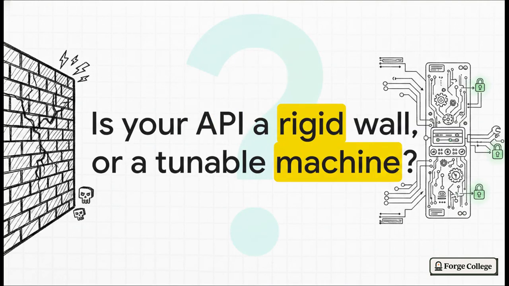I want to leave you with this final, somewhat provocative thought. Is your API shield a rigid wall, or is it a resilient, tunable machine? True operational security isn't just about setting a password and walking away. It's an ongoing, living process of observing, tuning, and adapting to the landscape.